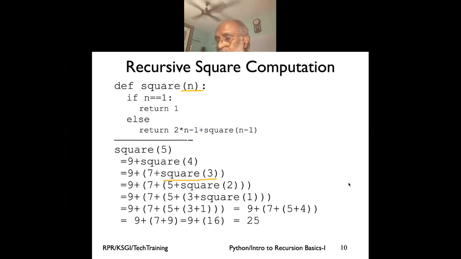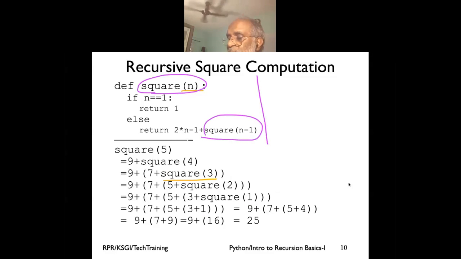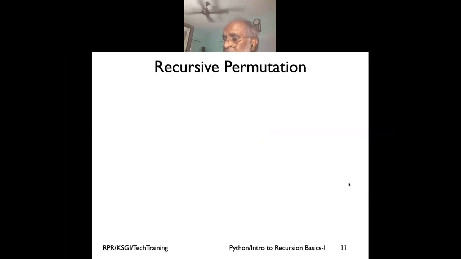I got the square. There is no loop there. So essentially, I'm using the same function with a smaller size problem to solve. And that is where the beauty is. It becomes a very simple program. I'll tell you further examples there. Let's look at the permutation.